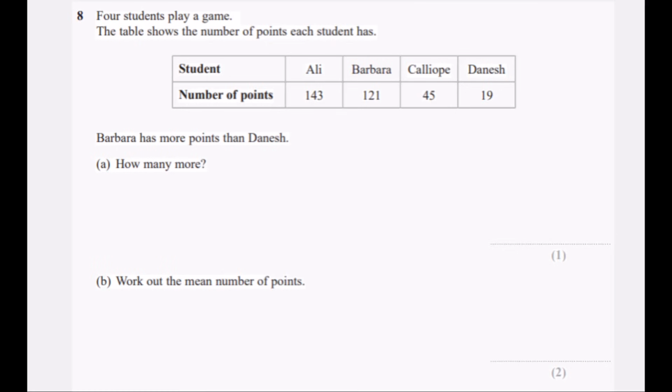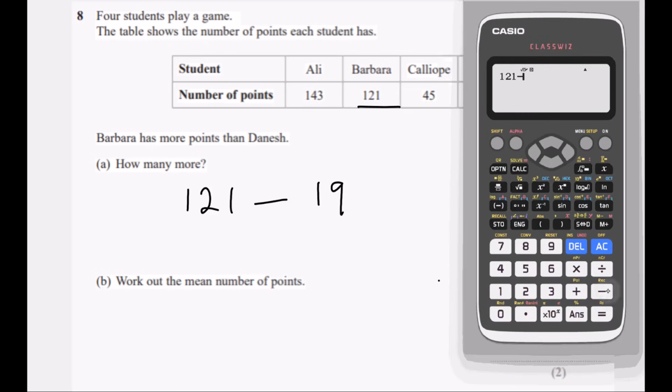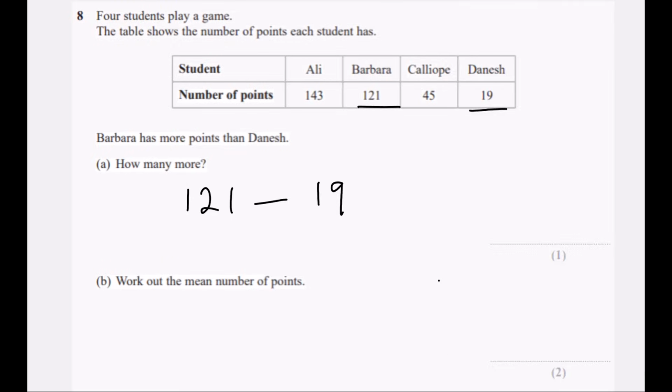Question 8. 4 students play a game. The table shows a number of points each student has. Barbara has more points than Dinesh. How many more? Barbara's got 121. Dinesh has got 19. So 121 take away 19. That's the difference. And that is 102.